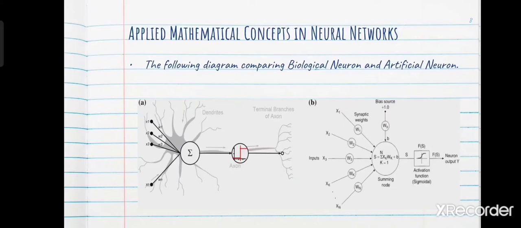For example, in diagram A, we see the dendrites. Each dendrite we take as a variable, and they are x1, x2 and x3, and its values as w1, w2, w3.